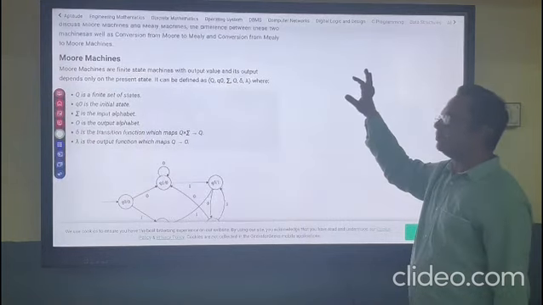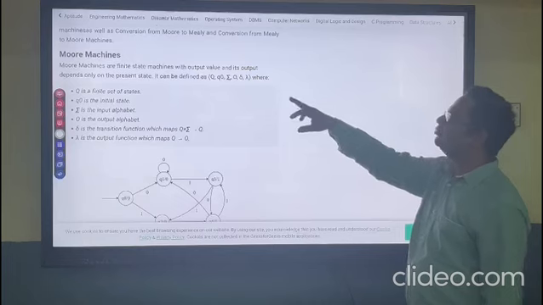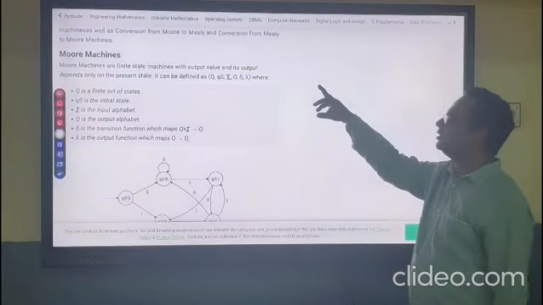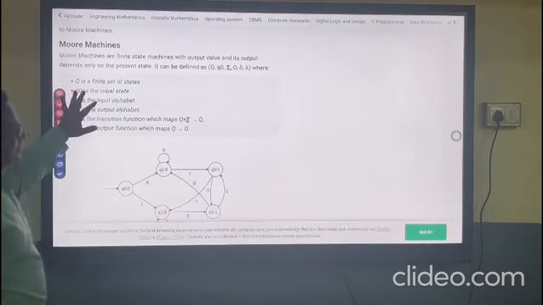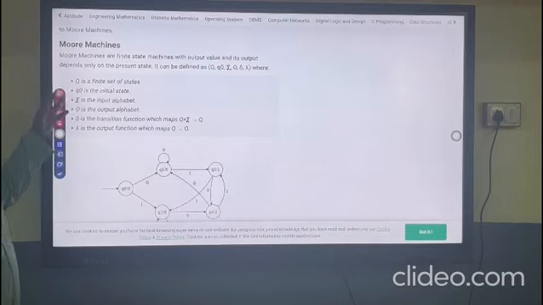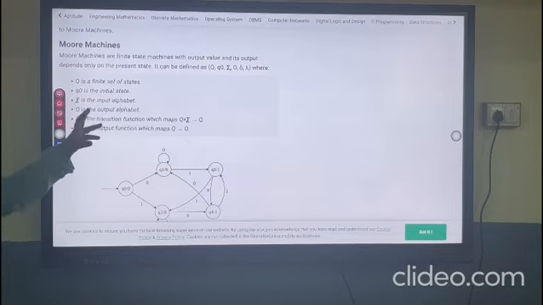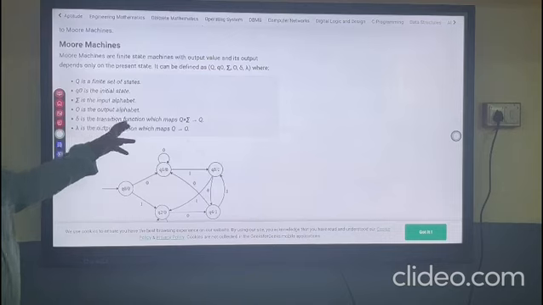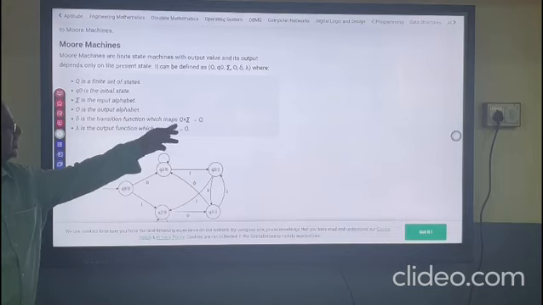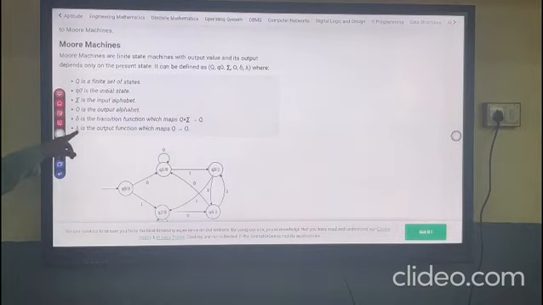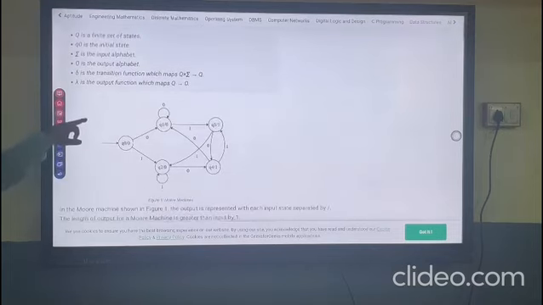In the PPT, we see how many tuples are used in the Moore machine. Q is the finite set of states. Q0 is the initial state. Sigma is the input alphabet. O is the output alphabet. Delta is the transition function which maps Q cross sigma to Q, and lambda is the output function which maps Q to O.